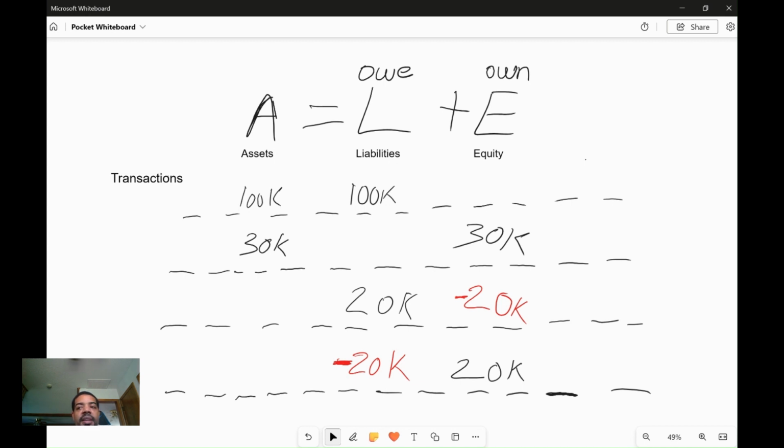The goal of bookkeeping is for us to take a series of transactions over a period of time and categorize them into one of three accounts, being assets, liabilities, or equity. As you're looking at this screen, you can see I have the accounting equation in front of you, which is A equals L plus E.